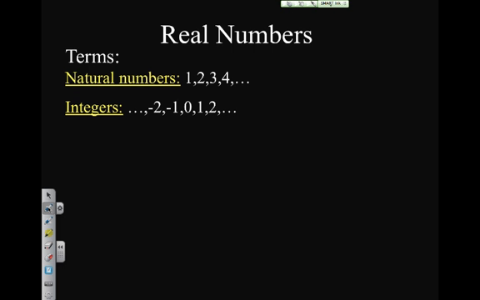The next group of numbers that we have is called the integers. The integers is all of the numbers, both positives and negatives, that don't have any decimals and don't have any fractions in them. So it's all the natural numbers, and then it's all their opposites, the negatives, and then 0 in addition to that.